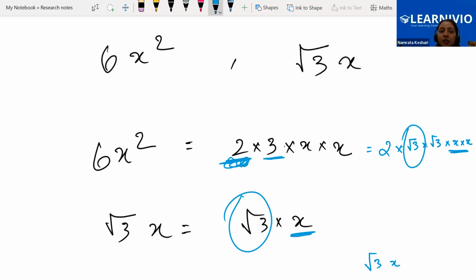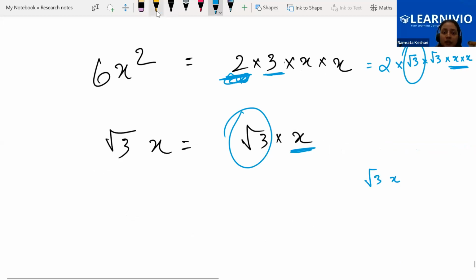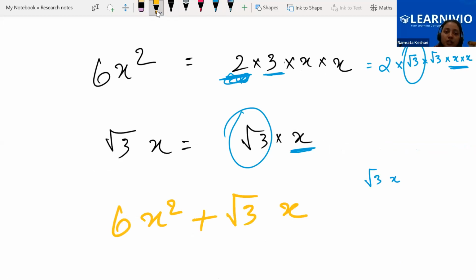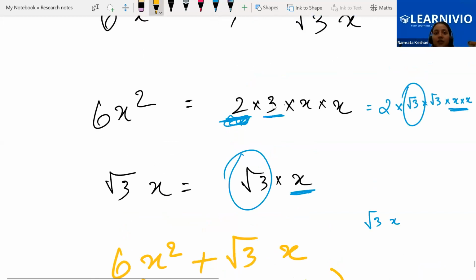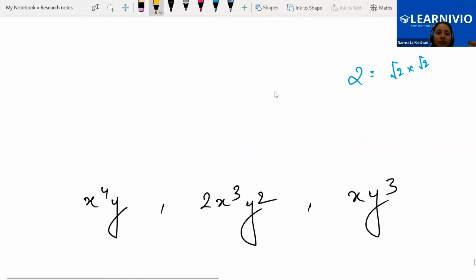If I write it with a plus sign, you tell me what will be remaining. If I write 6x square plus root 3x, you tell me, Zoha, what is the common factor? Root 3x. If we take root 3x as common, we get 2 into root 3 into x plus 1. Got it? Yes, I got it. Okay, this is how you have to think about it. If you are not getting it, you can use your rough space, create the scenario and write it there.